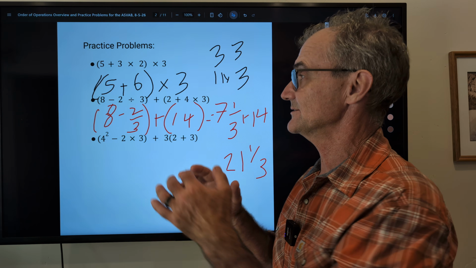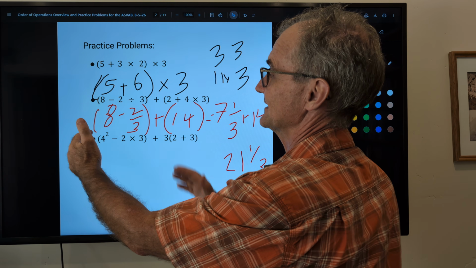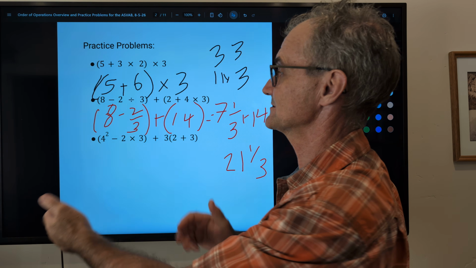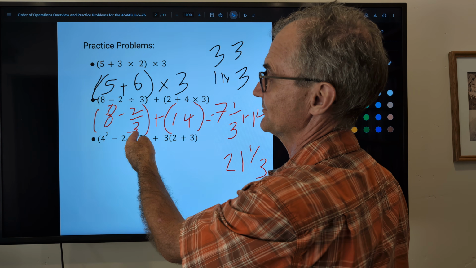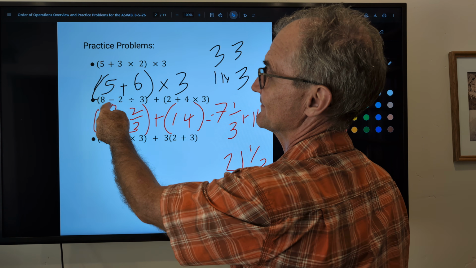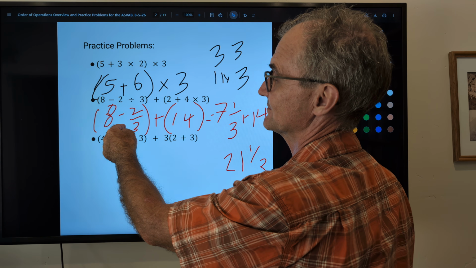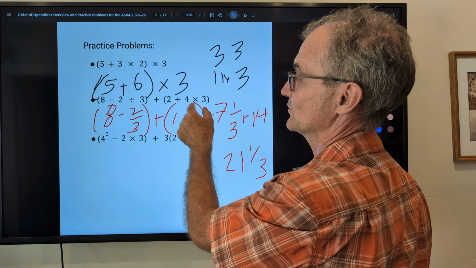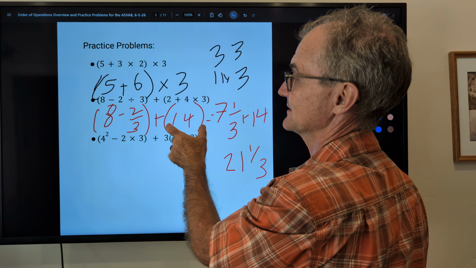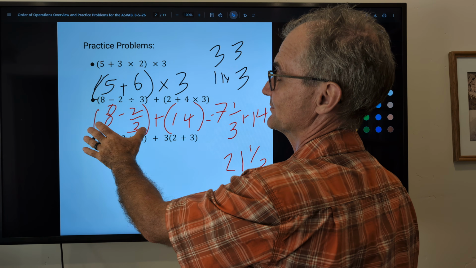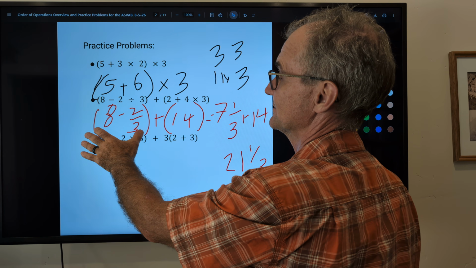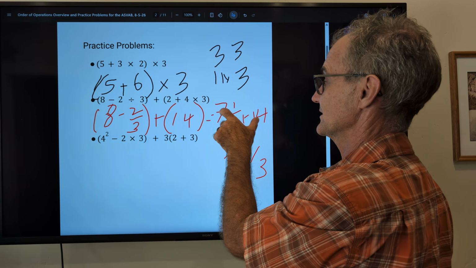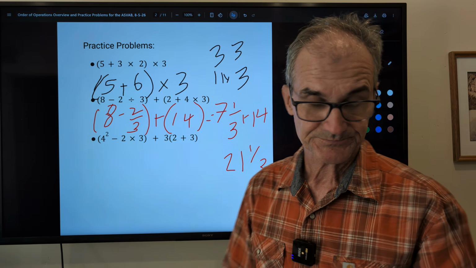So one more time, we have to do our parentheses first. And then inside of our parentheses, we're doing multiplication or division before addition or subtraction. So I do 2 divided by 3, that's just 2/3. Then I have that subtraction, so I have 8 minus 2/3 in this parenthesis. In this parenthesis, I have 4 times 3, 12. 12 plus 2, 14. Then 7 1/3 plus 14. So that's going to give me 21 1/3.